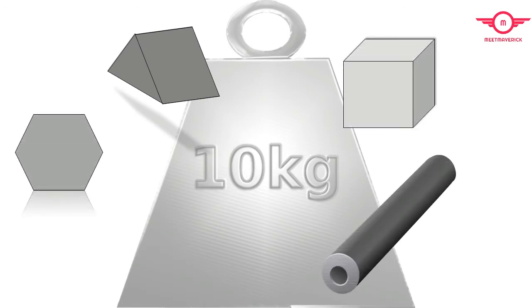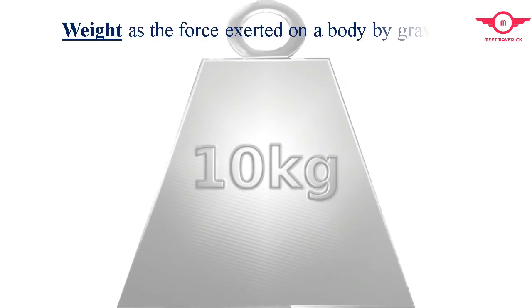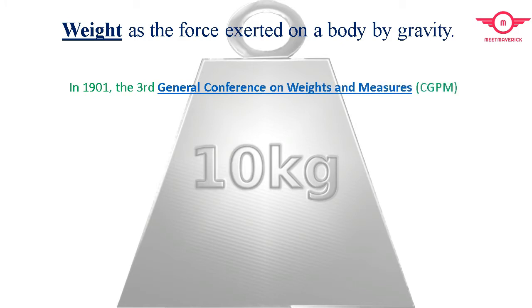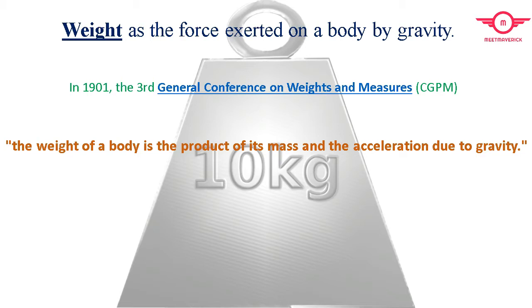But before we learn to calculate the weight, we need to understand the basic terms associated with it. Weight, as per the textbook, is defined as the force exerted on a body by gravity. In 1901, the Third General Conference on Weights and Measures established this as the official definition of weight. The word weight denotes a quantity of the same nature as a force. The weight of a body is the product of its mass and the acceleration due to gravity: F equal to mg, where F is force, m is mass, g is gravitational acceleration.